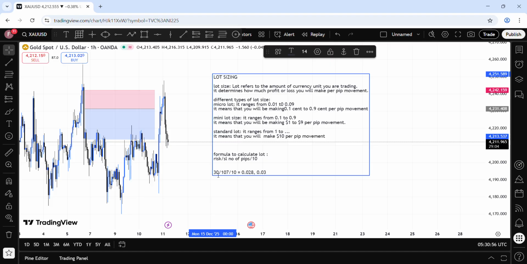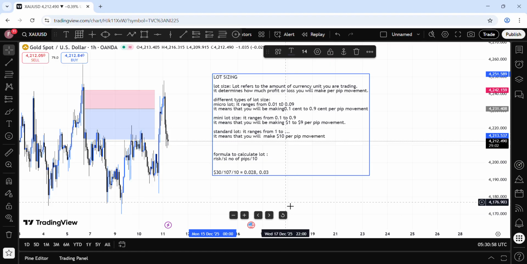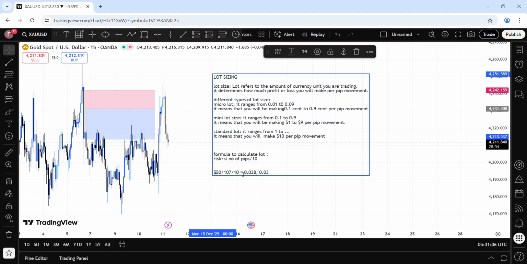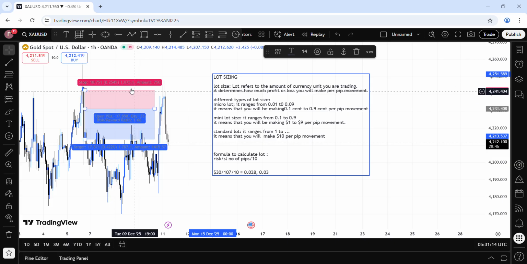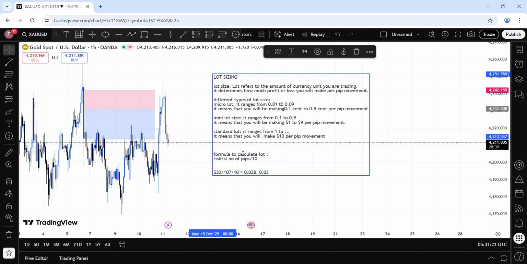Let me put a dollar sign here so you guys can understand. So our risk is $30. That's how much I've told myself that if I lose this money, I'm fine. You understand? If I lose this money, there is nothing much. Then the trade has a 107 SL number of pips. The stop loss is 107 based on the trade. Then you further divide it by 10. That's how lot size is.